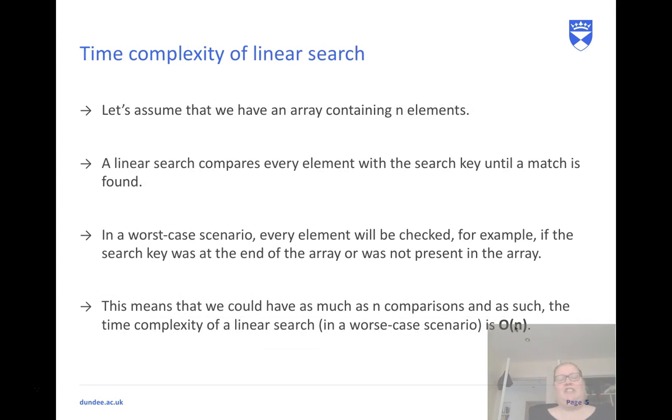So let's assume that we have an array containing n elements. A linear search goes through and compares every element with the search key until a match is found. In a worst case scenario, every element will be checked and then we'll say that it wasn't in that array, in which case we return a -1. Which means the worst case complexity is big O of n, which is not great. It's the length of all the data.